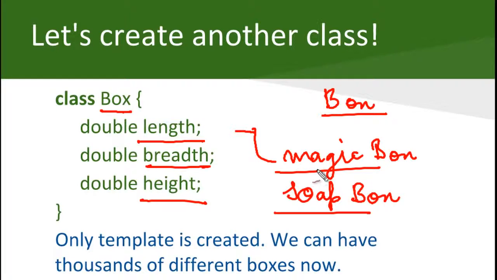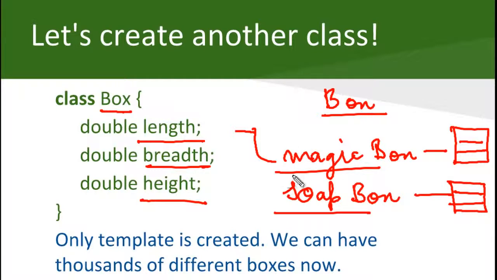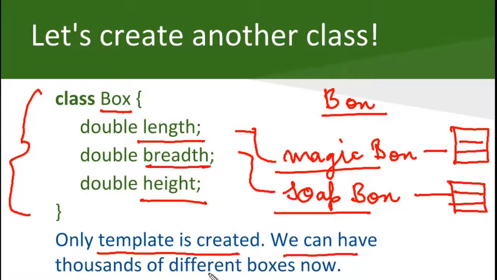The magic box will have its set of length, breadth and height, and the soap box will have its set of length, breadth and height. So these are basically the objects of the class box. But remember, when we write this part of the code, class box, we have created only the template. Now when we create an object, we can have thousands of different boxes or objects, but this part has only created the template as of now.